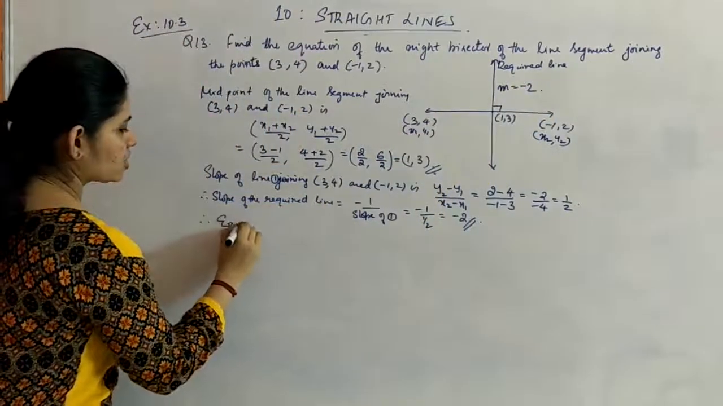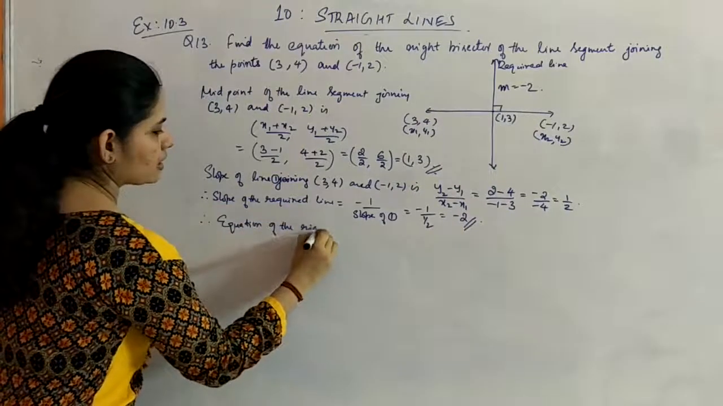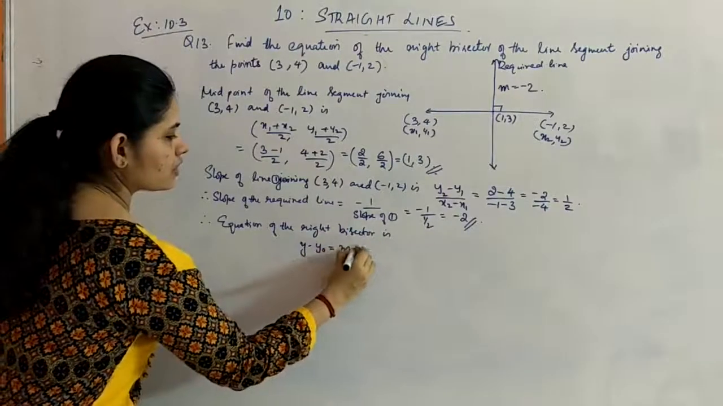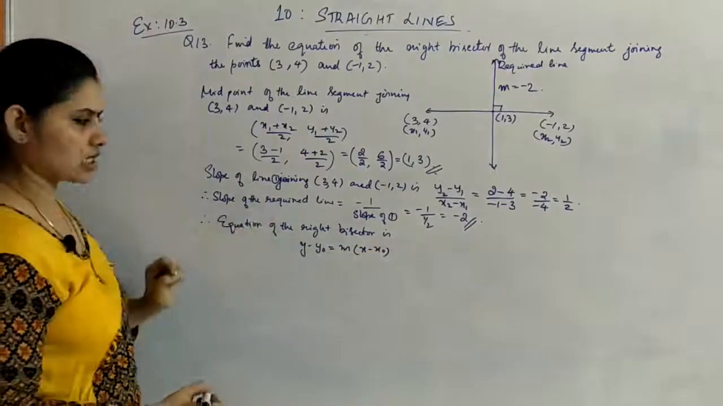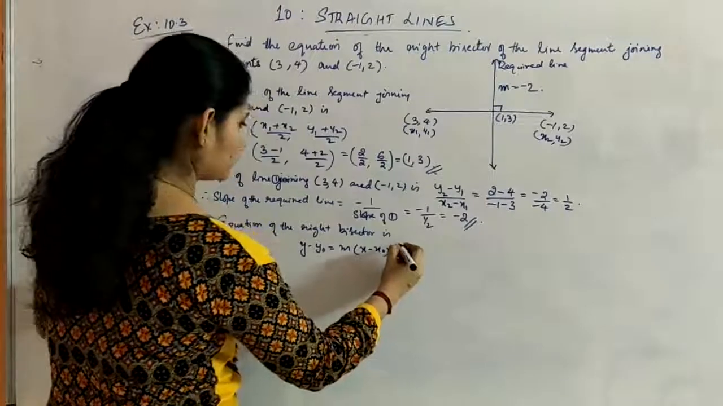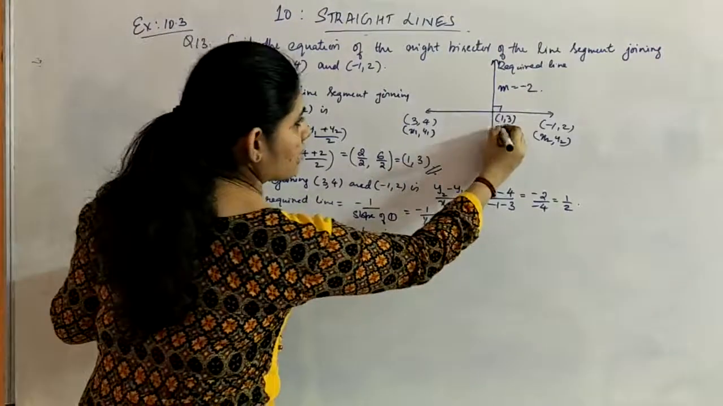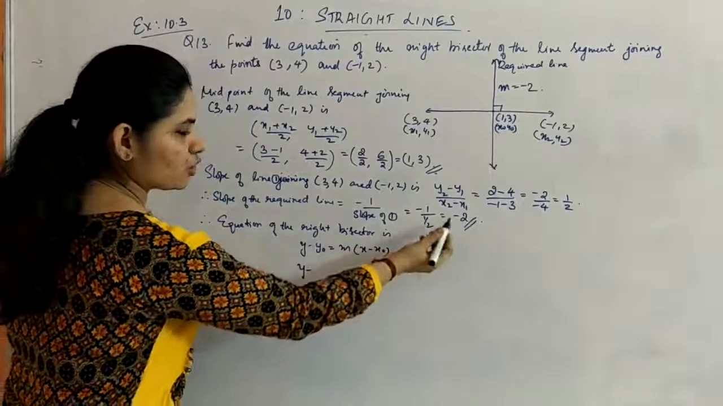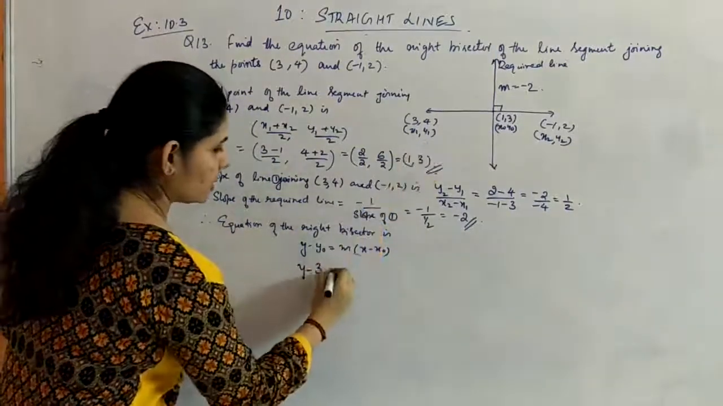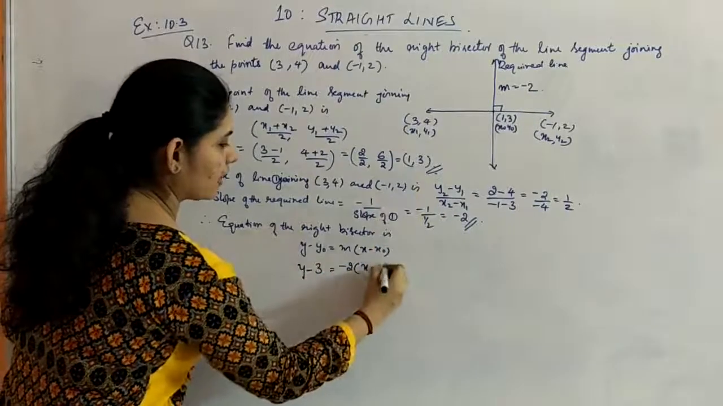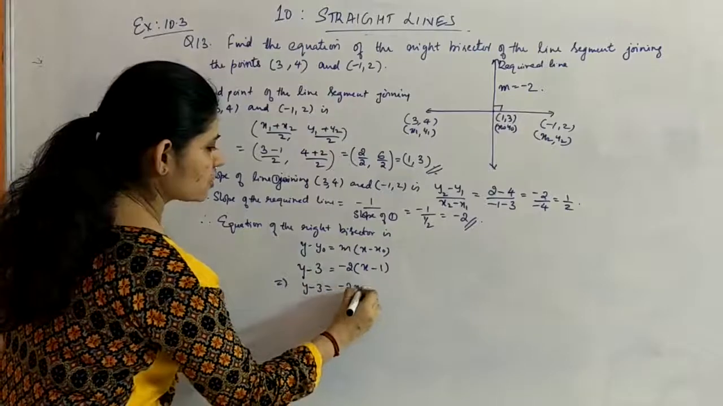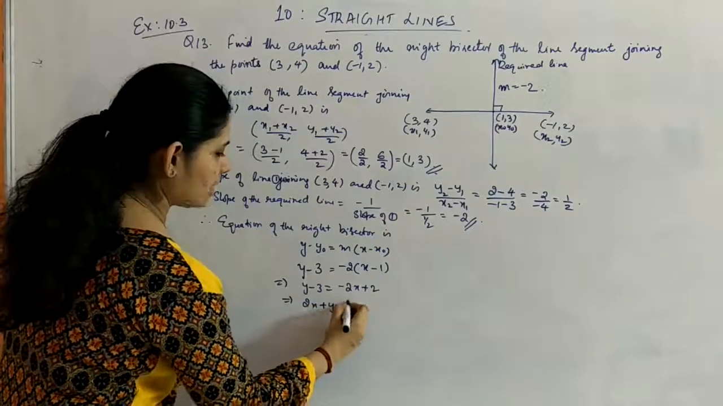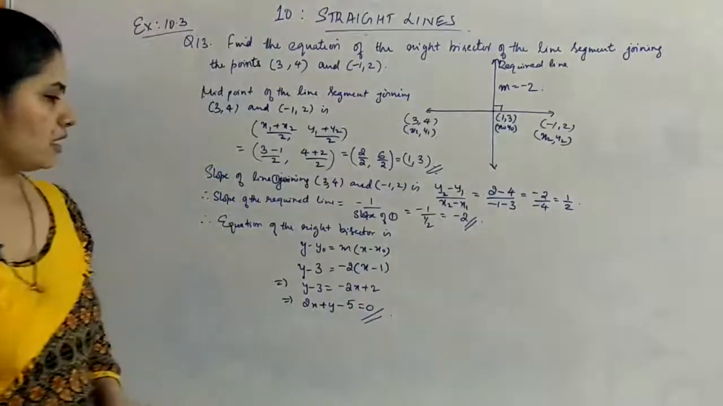Therefore the equation of the required line, the right bisector, we use y - y0 = m(x - x0), because we know the slope and the point through which it passes. Here (x0, y0) is (1, 3) and the slope is -2, so y - 3 = -2(x - 1). That gives y - 3 = -2x + 2, that is 2x + y - 5 = 0. So this is the required equation of the line.